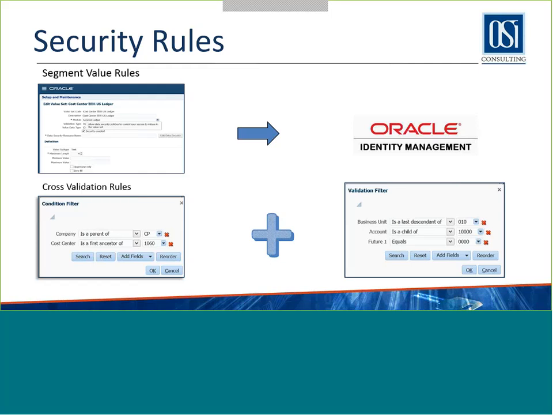You can pretty much write greater than, less than, conditional type statements to build your cross-validation rules, and even use parent and child values so that all the values below and above can be inherited in that cross-validation rule. So in summary, it has become much more intuitive and easier to write cross-validation rules and security rules.